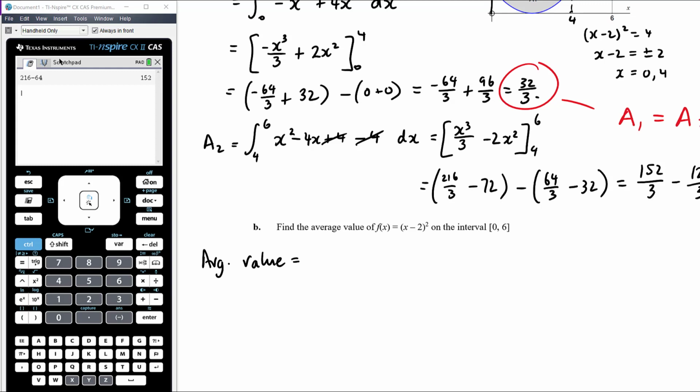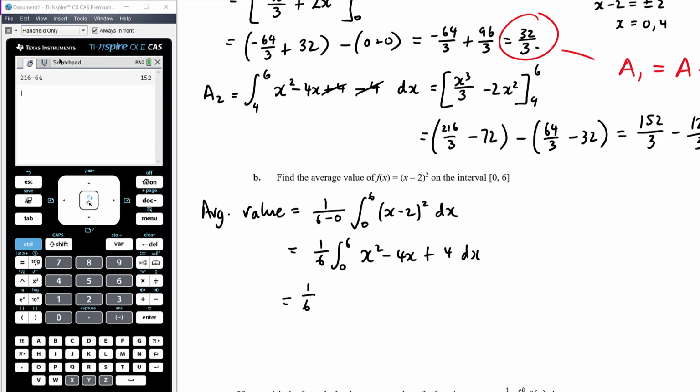Okay, so the average value, it's really important that we don't confuse average value with average rate of change and various things. It's important that you're clear about that distinction. That's a common error. So the average value is going to be 1 over, as I said, 6 minus 0, and it's the integral from 0 to 6 of x minus 2 all squared. Okay, so that's 1/6 integral from 0 to 6. We've expanded this out already. It's that.